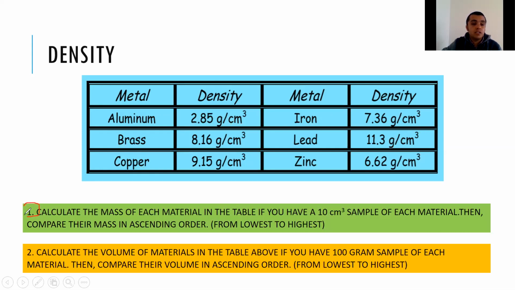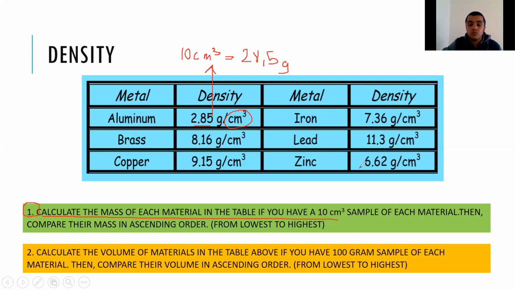The first question we can come up with: calculate the mass of each material in the table below if you have 10 centimeter cube. What is the mass of 1 centimeter cube? 2.85. What will be the 10 centimeter cube? 10 times of it. So 10 times 2.85 is going to be 28.5 grams. So 10 centimeter cube will be 28.5 grams of aluminum. That's 10 times of it.